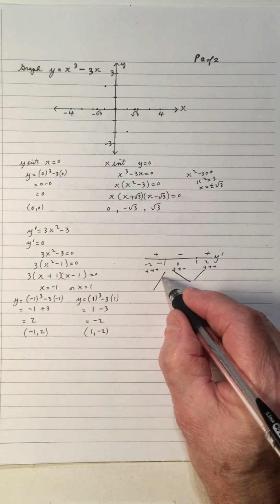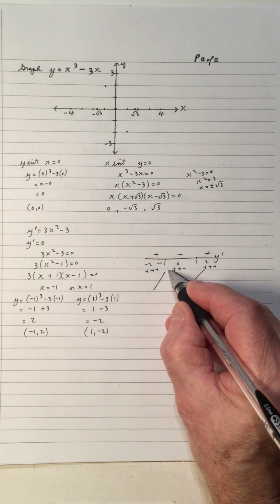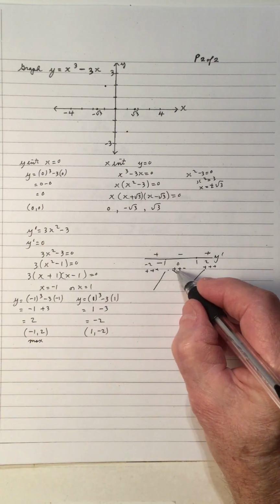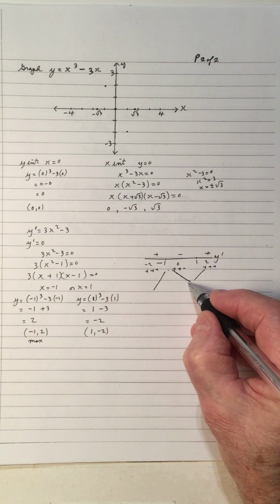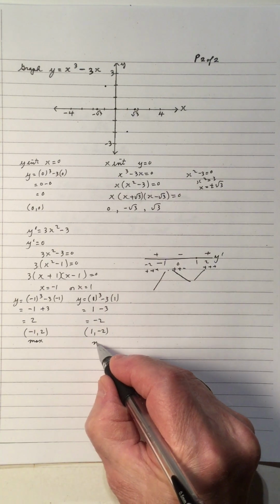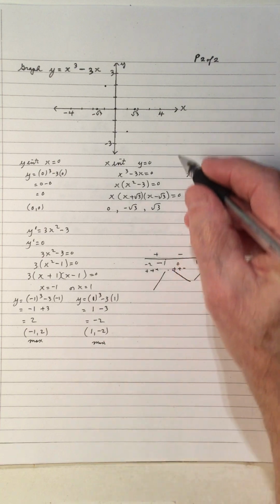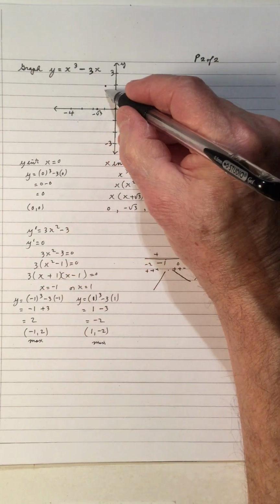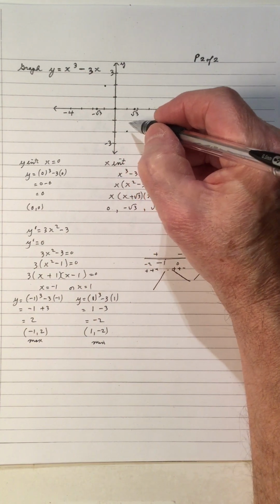And notice that this is positive and negative, so this point is the maximum. And notice that this is a negative and a positive, so this is a minimum point. So if we plot, this is negative 1, 2 is max, and that's a min.